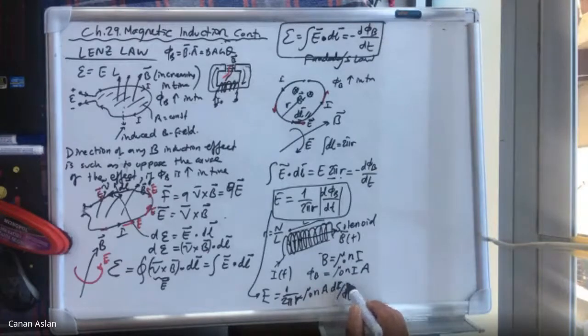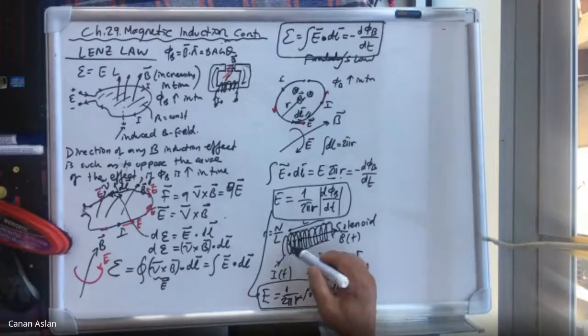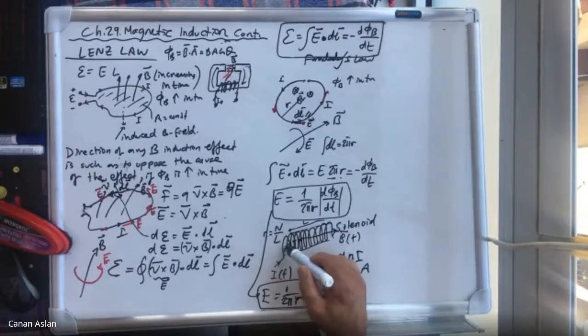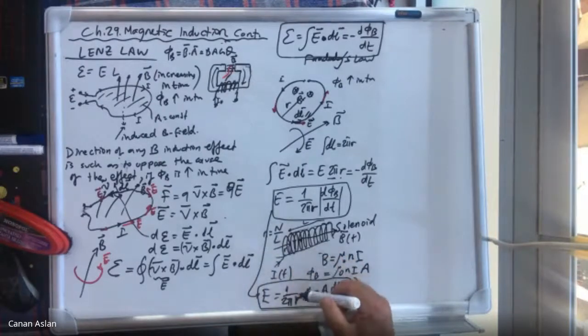As you see, the electric field is related to some kind of constant, which is related to the radius of this solenoid. R is the radius of this solenoid, n is the number of windings per unit length, and the area is the cross section. As you see, this coefficient is just a geometrical thing, and of course mu 0 is just a constant. So now the electric field is given by this expression.